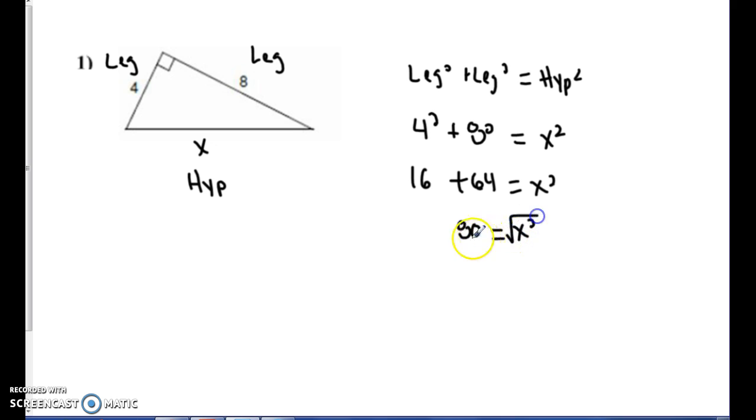I'm going to take the square root of both sides. And I'm just going to break down 80. I think that becomes 16 and 5, and that's 4 and 4. So I have two sets of 4. That means I could take one out, and I have 4 square root of 5 is what x is. Okay, let's look at another example.